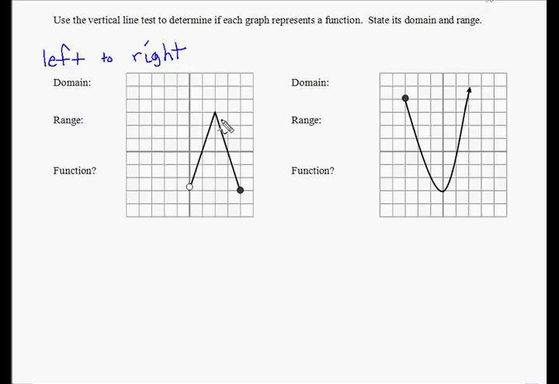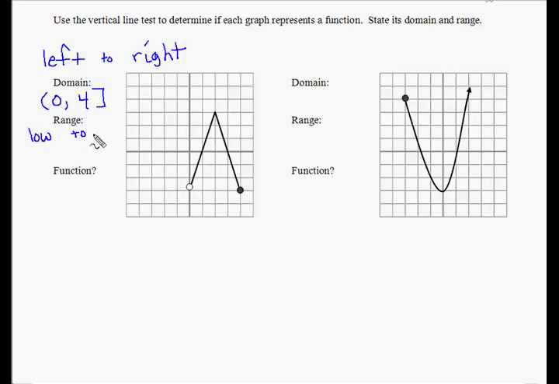So the domain for this first graph, if we look on the left, it's going here to 0, and 0 is not included. So it's a parenthesis. And how far right the graph goes is positive 4. That is included with a dark circle, so we use a bracket.